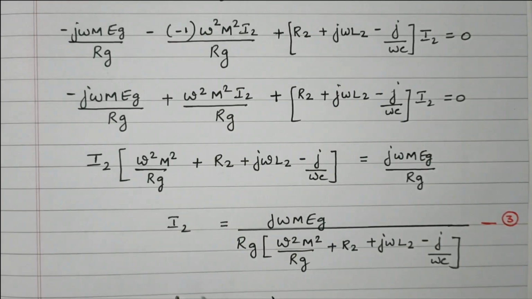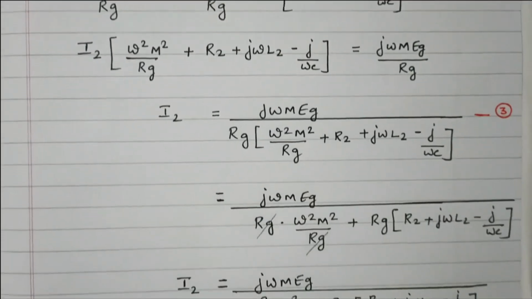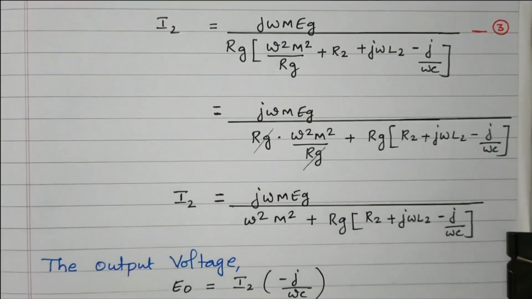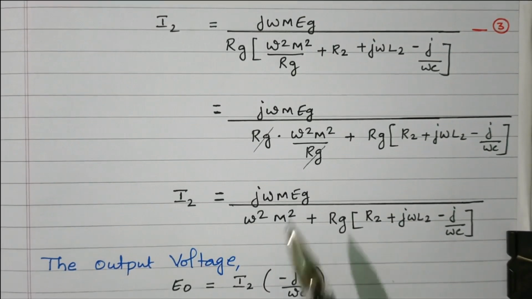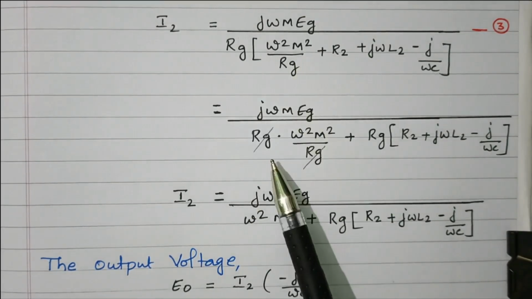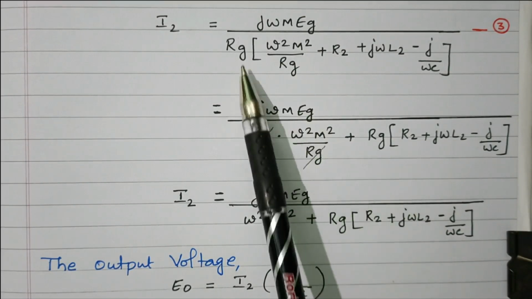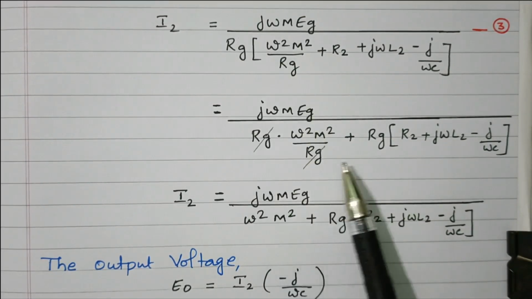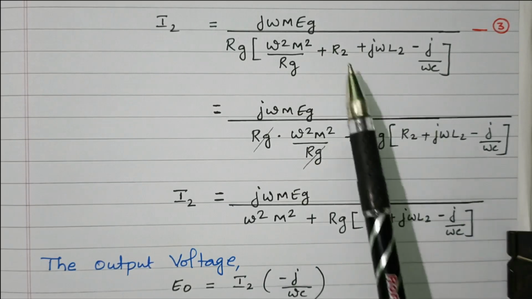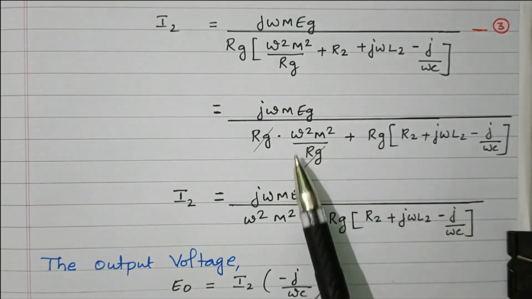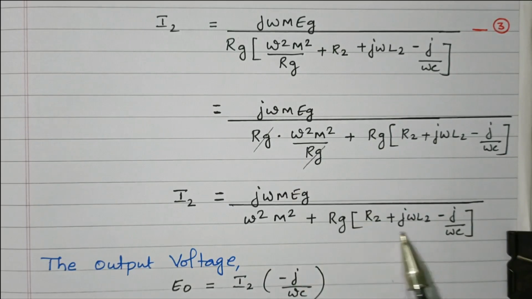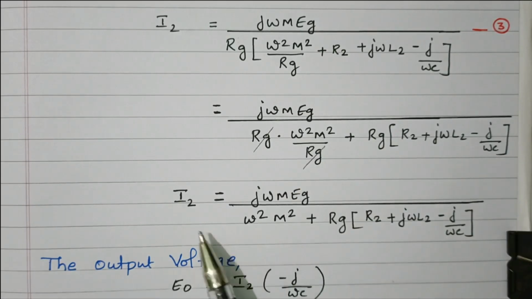From equation 1 we got the expression for I1, and from equation 2 we got the expression for I2. Now we go for further simplification. This Rg is multiplied inside, so that this Rg gets cancelled. Plus Rg into this term. What happens is omega square M square and this term. So we got the I2 value, and for further simplification we have the expression for I2.